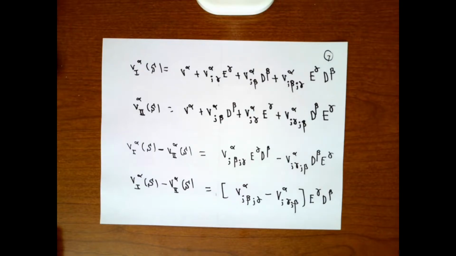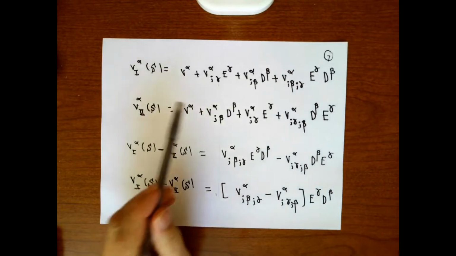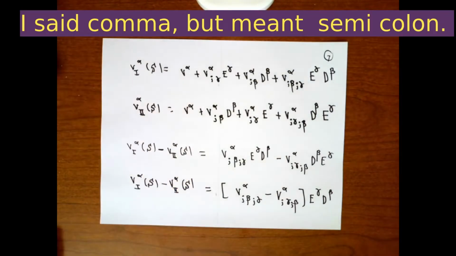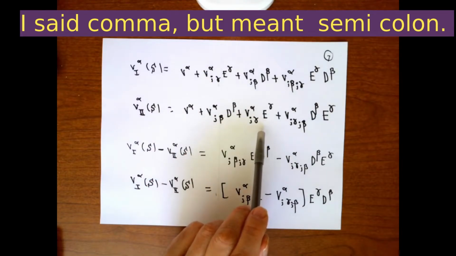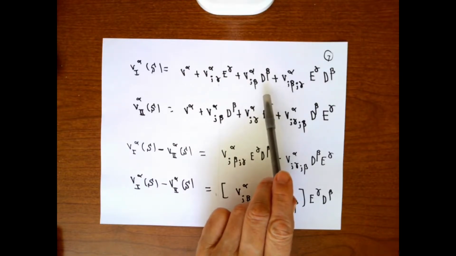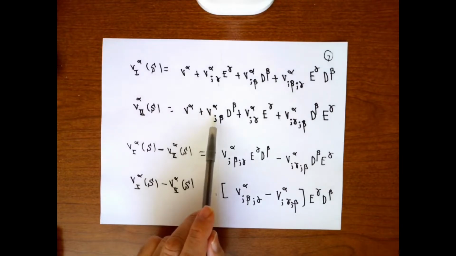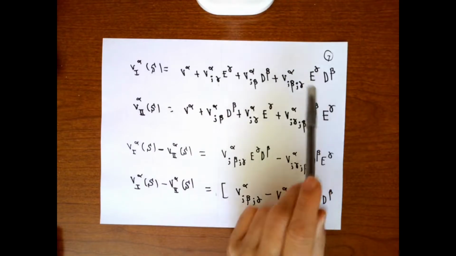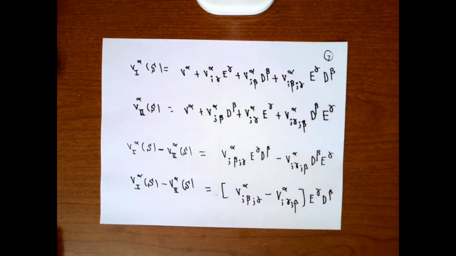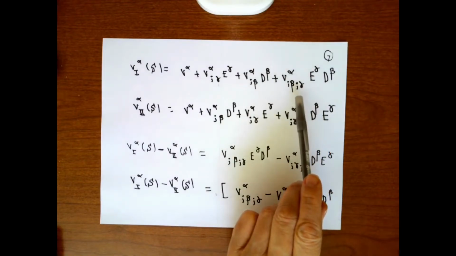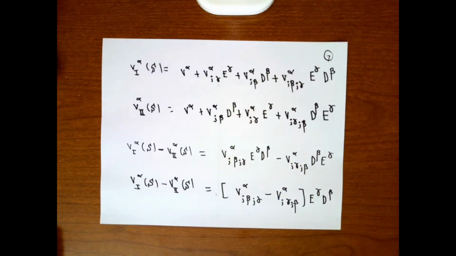If you'll observe, there's a lot of commonality going on here. V alpha, V alpha. Here I have V alpha comma gamma E gamma, V alpha comma gamma E gamma. Here I have V alpha semicolon beta D beta, and here I have V alpha semicolon beta D beta. Here I have an E gamma and a D beta, E gamma, D beta, but now I have to be careful. I have a second order covariant derivative. If these were ordinary partial derivatives, then they would commute and those two terms would be the same. We have no idea if that's the case for the second order covariant derivatives, so we're going to have to be careful.